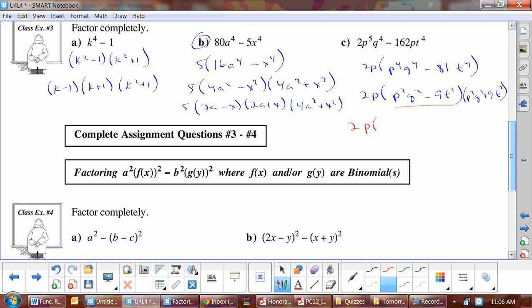That would be pq minus 3t, pq plus 3t, and because I'm short on room, p^2 q^2 plus 9t^2.